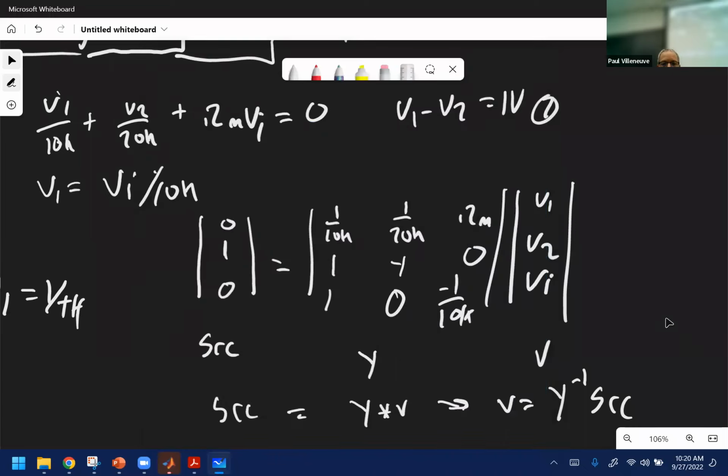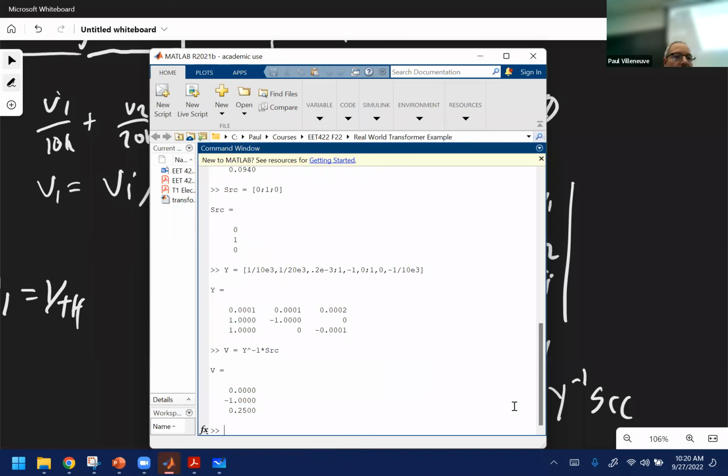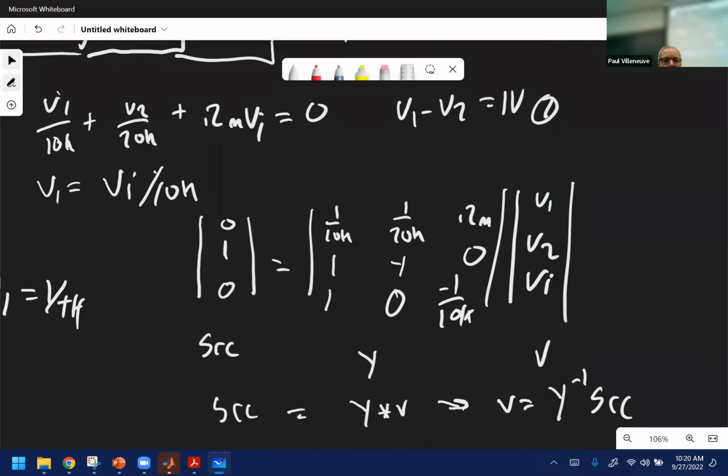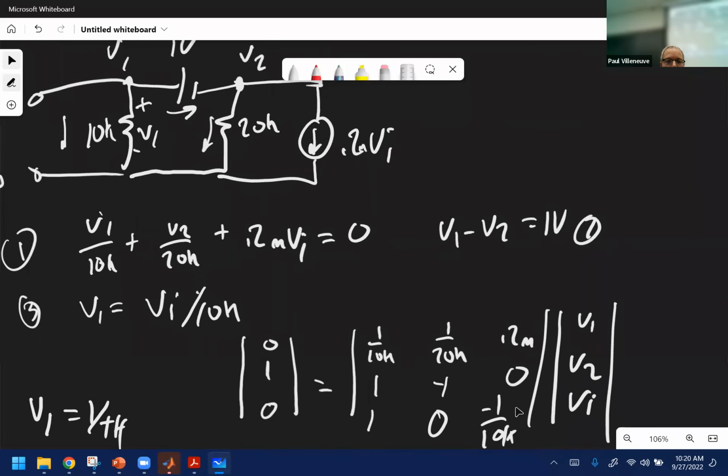And as I said on the whiteboard, it's V equals Y inverse times my SRC. So V equals Y raised to the -1 times SRC. And this shows that B is equal to 0. Is that right?